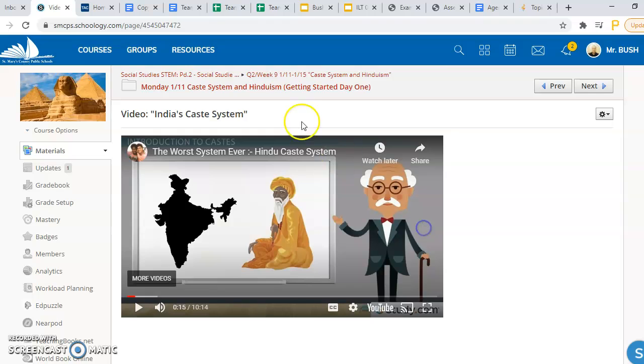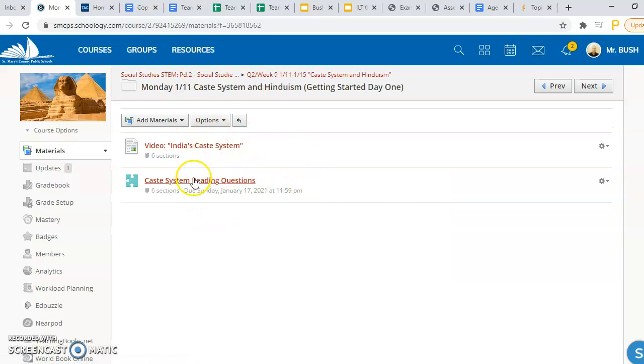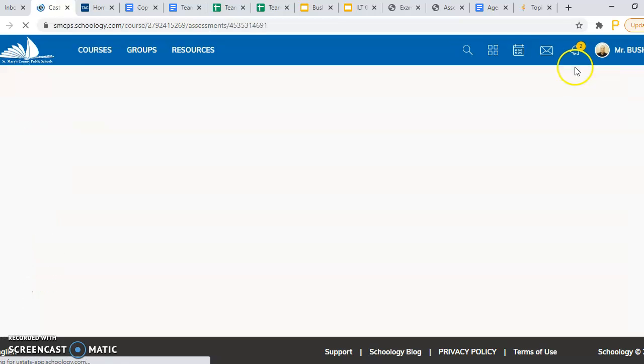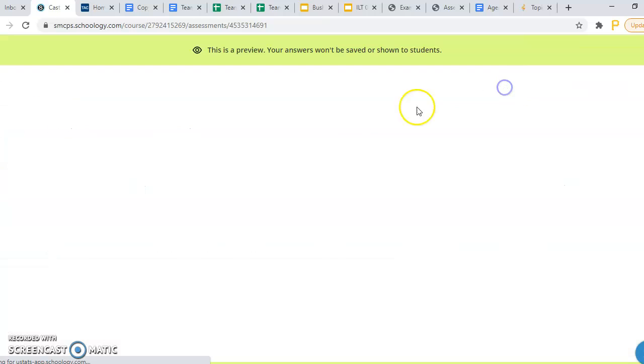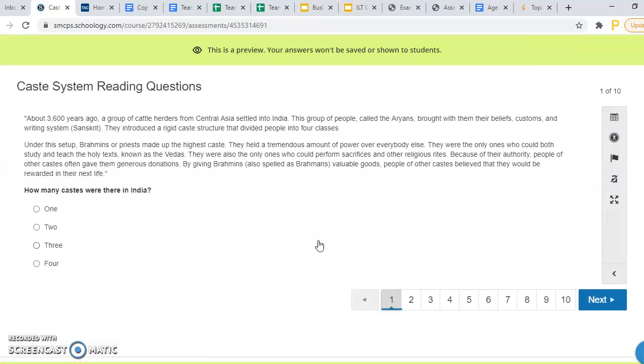The video is very explanatory. It's very helpful for understanding the caste system and what it means and what it meant to ancient India. And then after that, students will go into the caste system reading questions. As students click on that, they will have 2 attempts at this assignment. And the assignment will look like this for them.